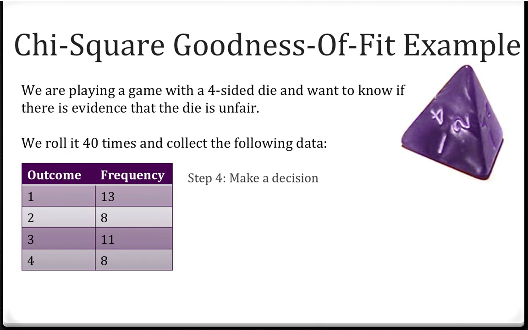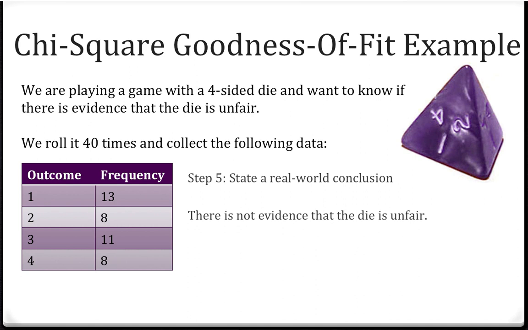Step 4 is to make a decision. Our p-value was greater than 0.05, which is the standard alpha level, so we fail to reject the null hypothesis. Step 5, state a real-world conclusion. We failed to reject the null hypothesis, so there is not evidence that the die is unfair. In other words, there is not evidence that any of the probabilities are different from 0.25.